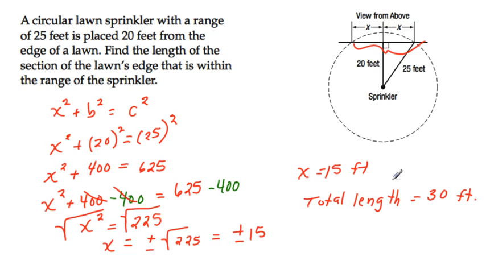So make sure you go back and look at what it's asking you. The length of the section of the lawn's edge that is within range of the sprinkler. So it's this 15 feet here, but it's also another 15 feet over here because it's this whole edge of the lawn.